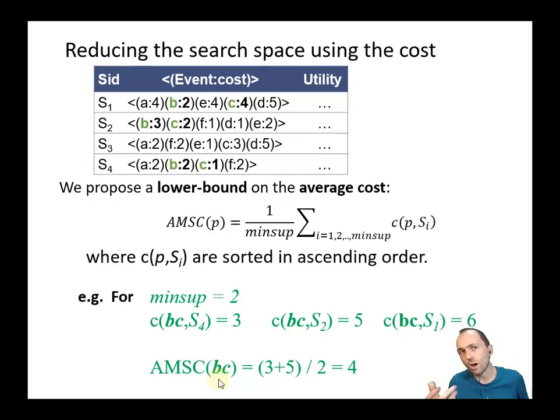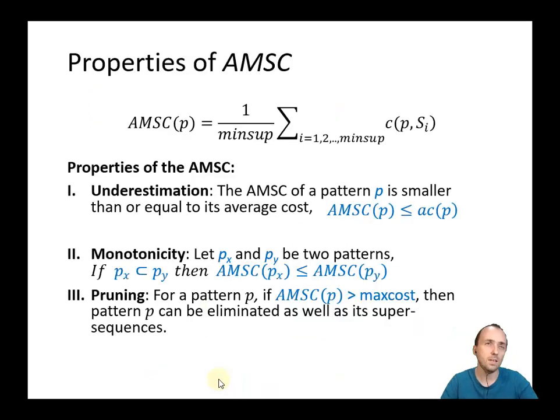So why do we use this lower bound? Because it has some special properties. It will allow us to reduce the search space. The properties of this measure, the AMSC, are the following. Here we have one property, the underestimation. The AMSC of a pattern must be smaller or equal to its real average cost. This is what I told you before.